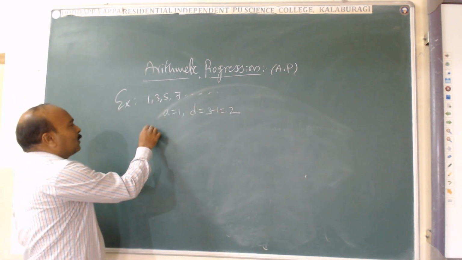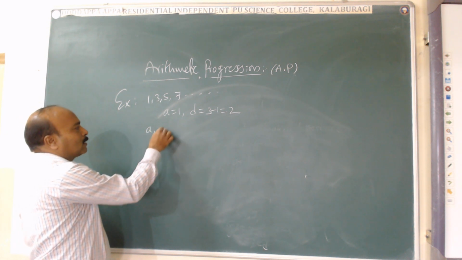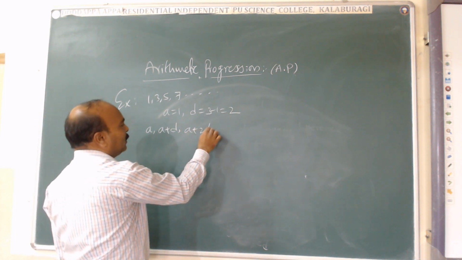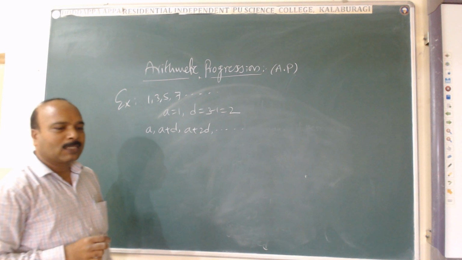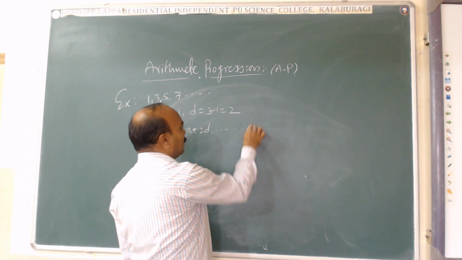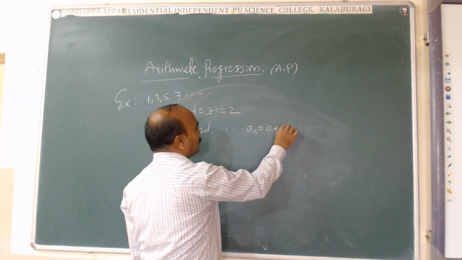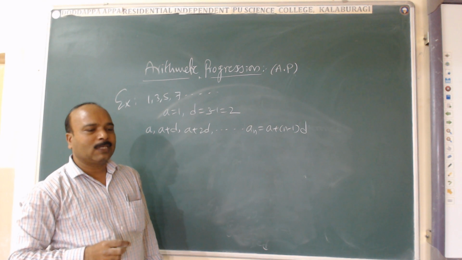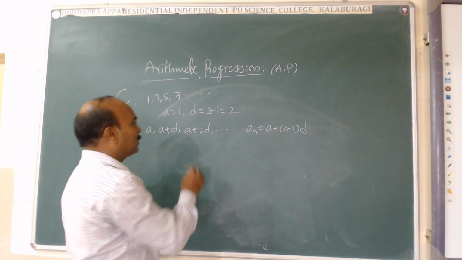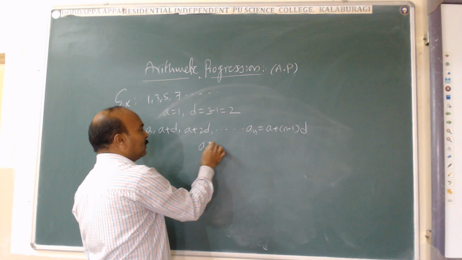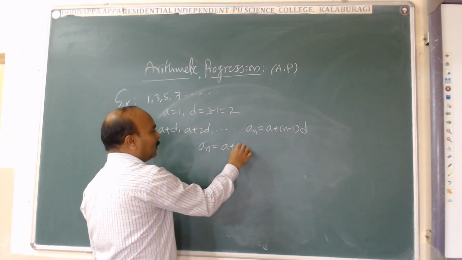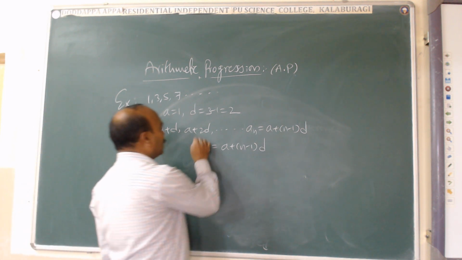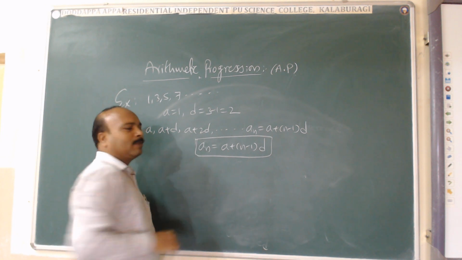Now if we consider the first term of AP as a, the second term of AP as a plus d, the third term as a plus 2d, and so on. If we go for the last term of AP, that is an, it is given by a plus (n minus 1) into d. It is called the nth term of AP or the last term of AP. Therefore, the nth term of an arithmetic progression is always given by an equals a plus (n minus 1) d. It is the standard formula for calculating the nth term of AP.